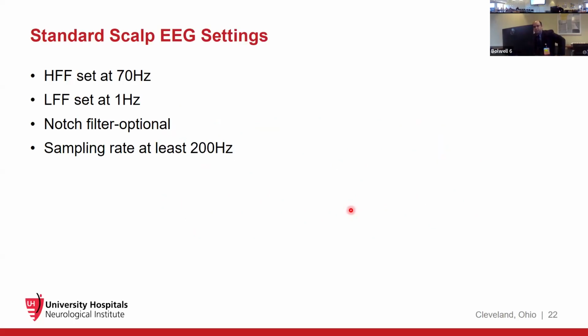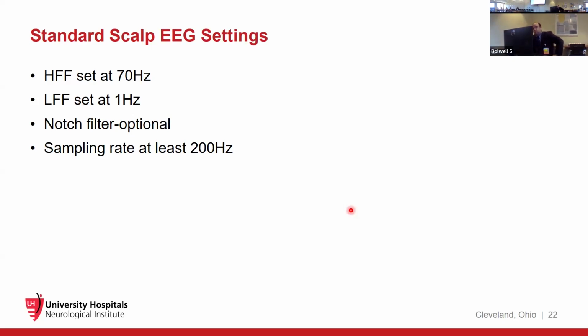So these are the standard scalp EEG settings which we have in the labs and most normal machines have. The high frequency filter is set at 70 hertz, so it blocks everything above 70 hertz. The low frequency filter is set at 1 hertz, so it prevents anything below 1 hertz from coming in. Then you have the notch filter, which is optional. You can turn it on or off. And the sampling rate is at least 200 hertz.